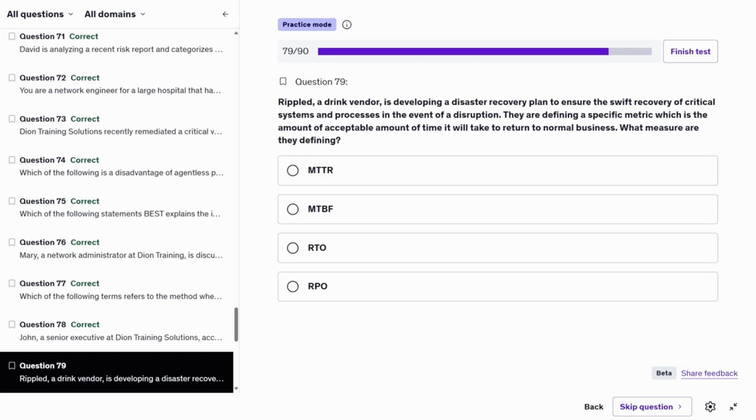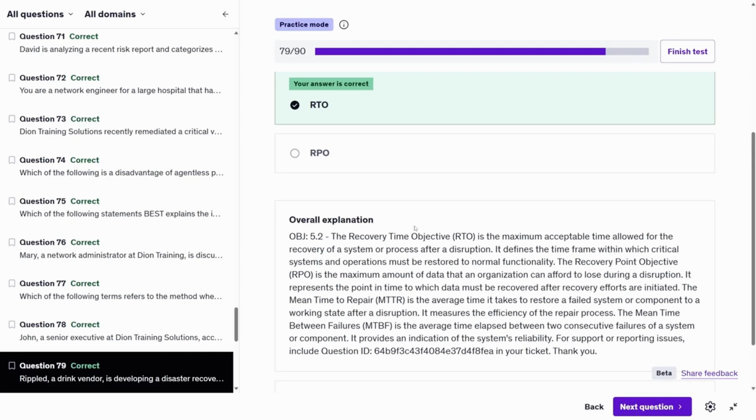Rippled, a drink vendor, is developing a disaster recovery plan to ensure the swift recovery of critical systems and processes in the event of a disruption. They are defining a specific metric, which is the amount of acceptable time it will take to return to normal business. What measures are they defining? The correct answer is C. The recovery time objective is the maximum acceptable time allowed for the recovery of a system or process after a disruption. It defines the time frame within which critical systems and operations must be restored to normal functionality.